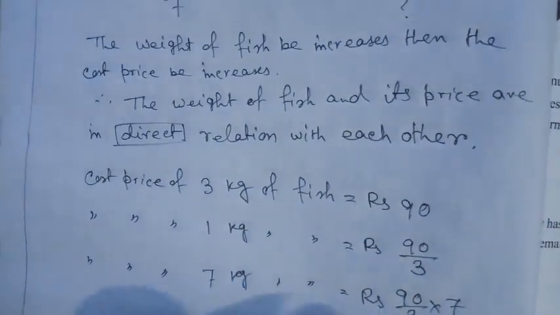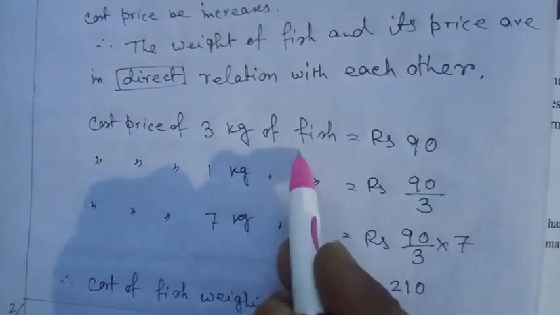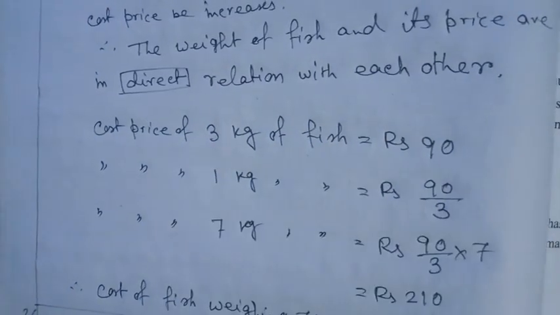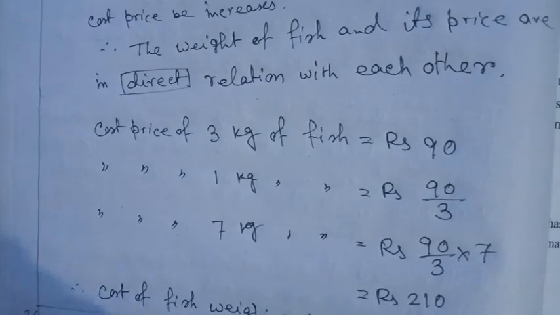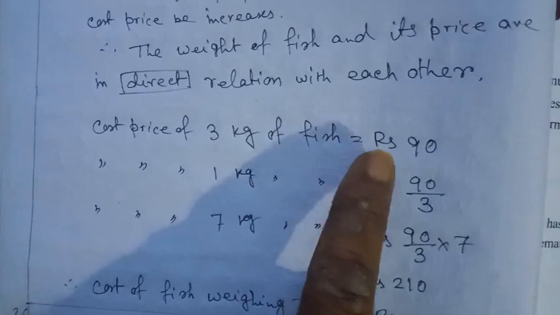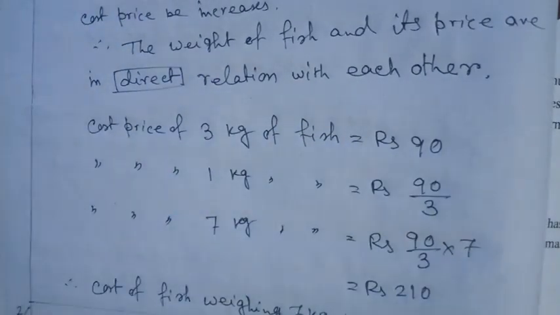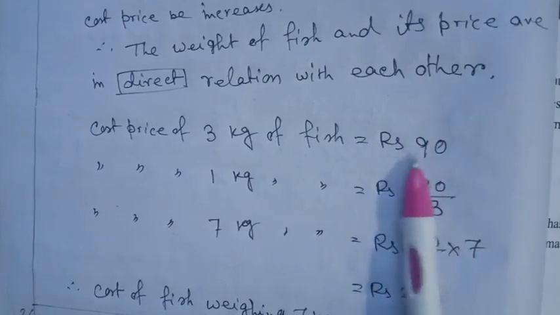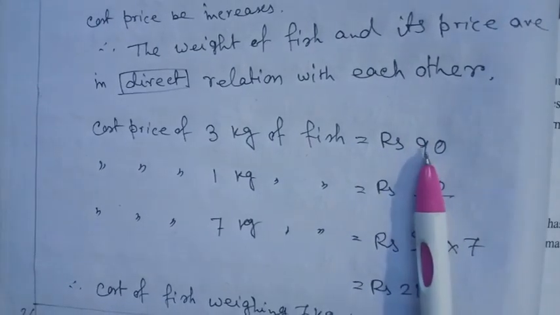Next, by the unitary method, the cost price of 3 kg of fish is rupees 90. Again I repeat, the answer to be found is written at the extreme right. So you have to find out the cost, so we write rupees 90 at the extreme right.